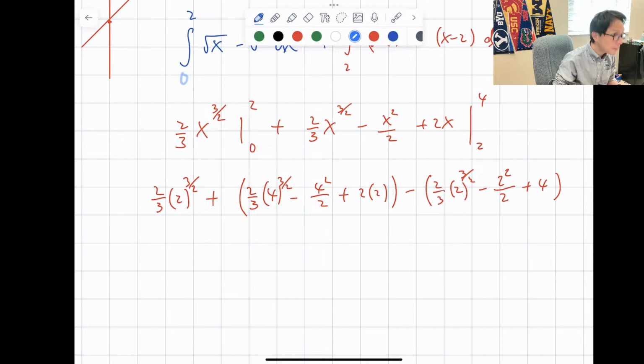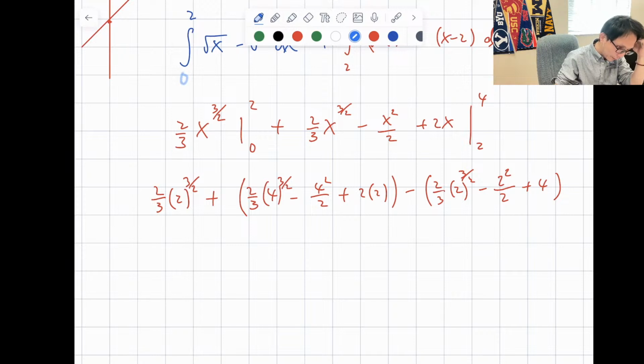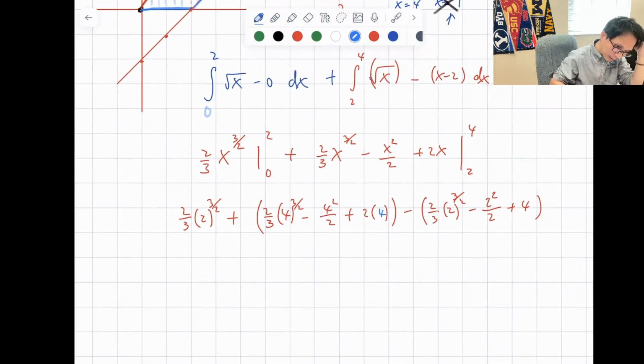Now let me see if there's anything I can simplify. Do you see anything I can simplify? Tell me what I can simplify. 4 squared over 2, that's going to be what? That's 8. And this is 4, right? 2 times 2 is 4. So this will actually be 8, and this cancels out. This is 8, and this is 8. And this is 2 plus 4, right?